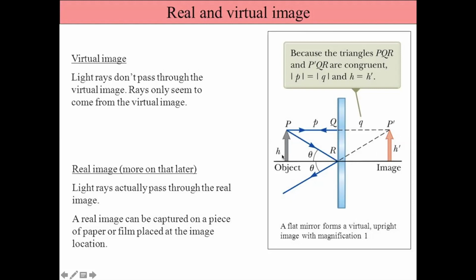The object height is always referred to as h. The image height is always referred to as h dash. h is equal to h dash. Now, what will happen in the real image? Real image means actually the rays are going to meet. Here the rays are not meeting. So this image is a virtual image.